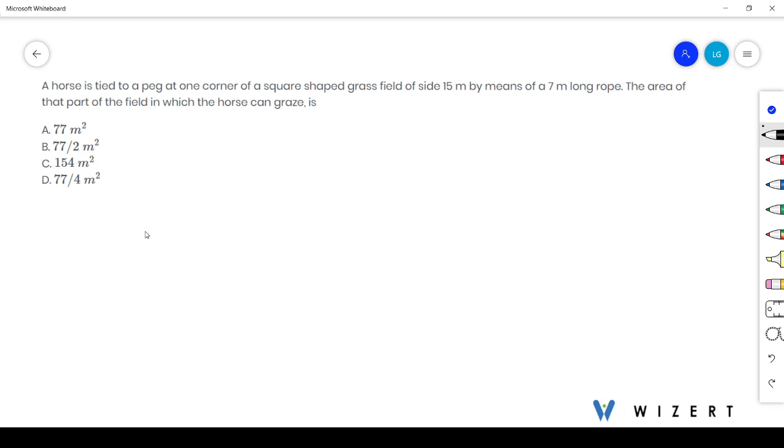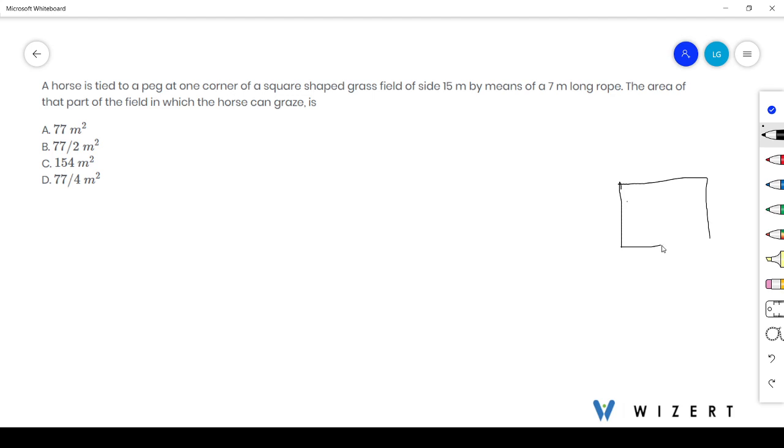Our question is: a horse is tied to a peg at one corner of a square shaped grass field of side 15 meter by means of 7 meter long rope. What is the area of the part of the field in which the horse can graze? Now, from the given information, we can draw one figure.